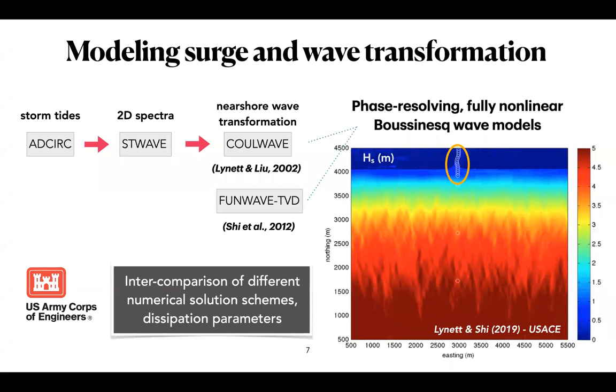So to model storm surge and wave transformation, we are going to use two phase resolving fully nonlinear Boussinesq wave models, namely COULWAVE and FUNWAVE-TVD. These Boussinesq wave models are coupled with ADCIRC and STWAVE to get storm tides and offshore wave boundary conditions. This project was initially for the Army Corps of Engineers to provide an intercomparison of different numerical solution schemes and dissipation parameters for these Boussinesq wave models. So here I'm showing the modeling domain. This is my barrier island cut, or my field site, it's not mine.